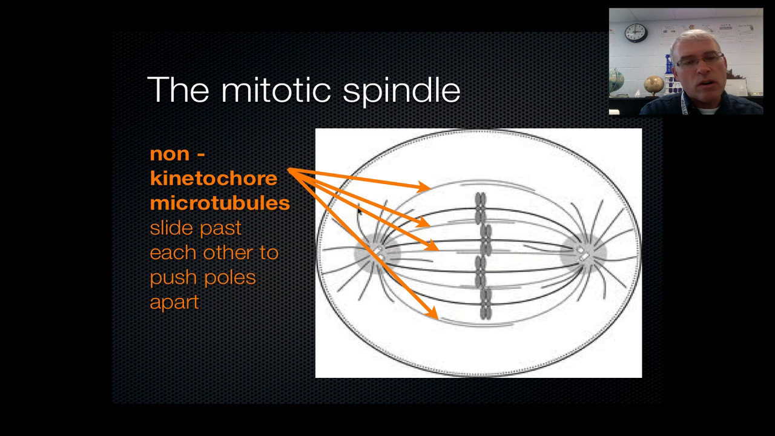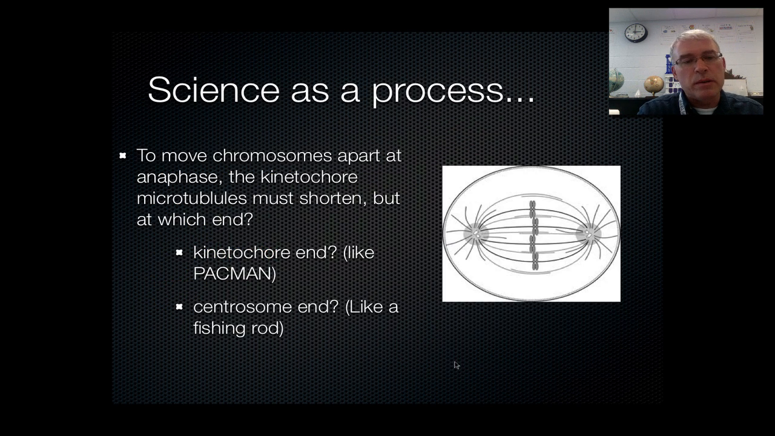Non-kinetochore microtubules are the other part of the mitotic spindle that don't attach to the chromosomes. They just slide past each other, and they're going to be involved kind of like a bracing system to fill out the mitotic spindle.